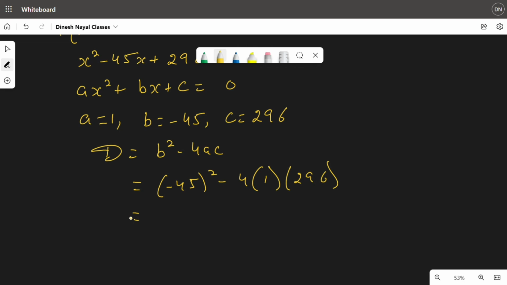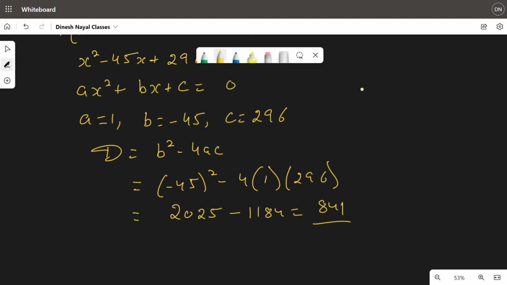Now 45 square is 2025, minus 4 into 296, that is actually 1184. So 2025 minus 1184, by doing the calculation, this is 841. Which is greater than 0, hence this has two real and distinct roots.